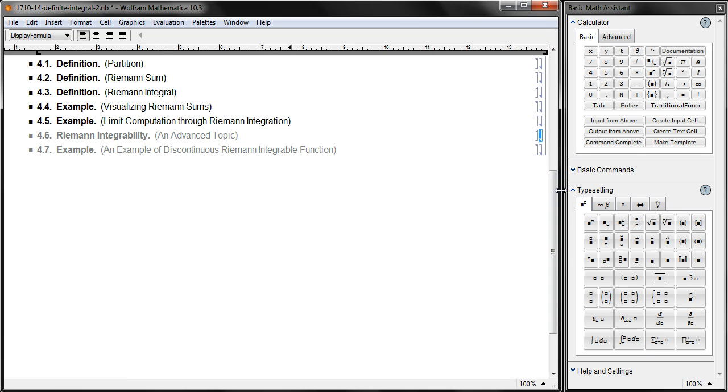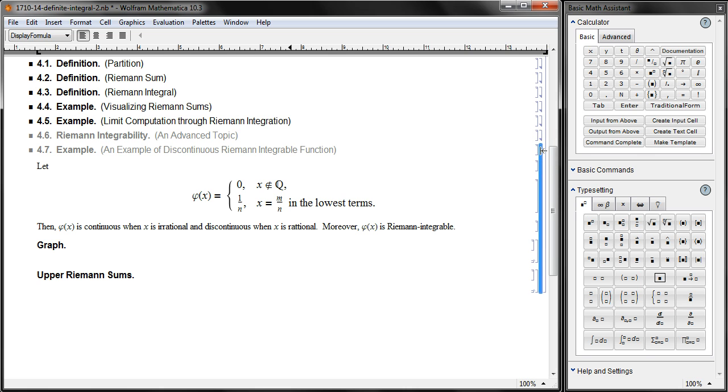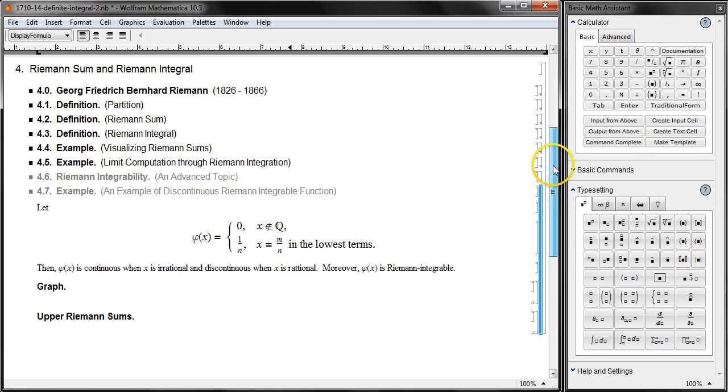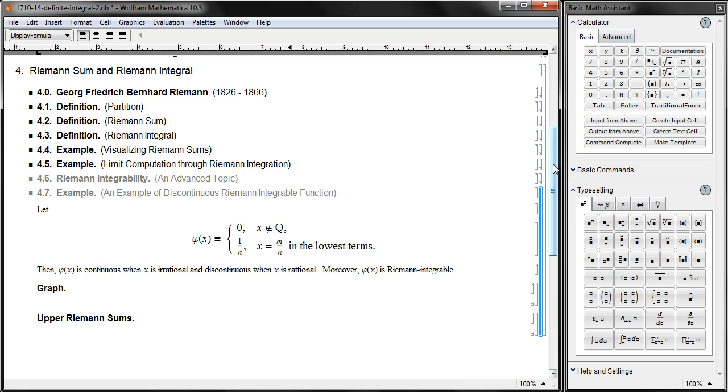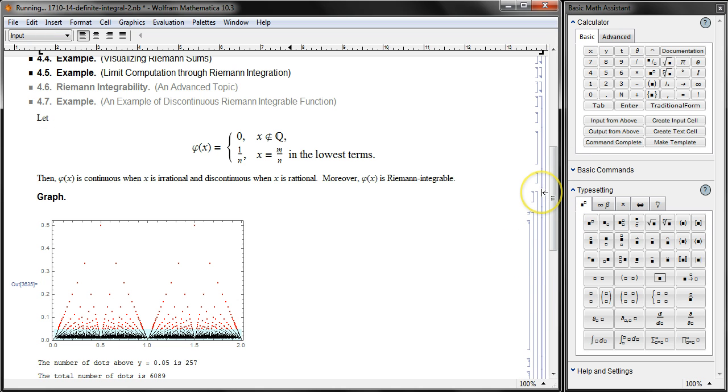And let's consider an example that is really, really weird. And okay, here we go. Let's define phi of x as 0 when x is irrational, and 1 over n if x is a rational number, which is m over n in lowest terms. Here's a visualization.